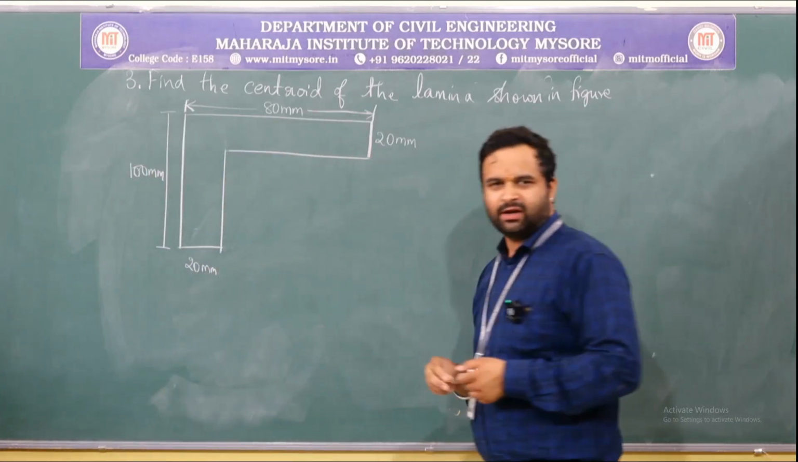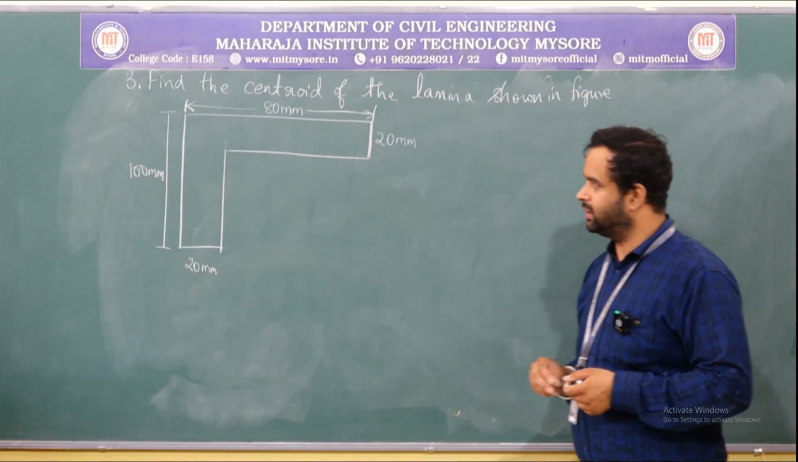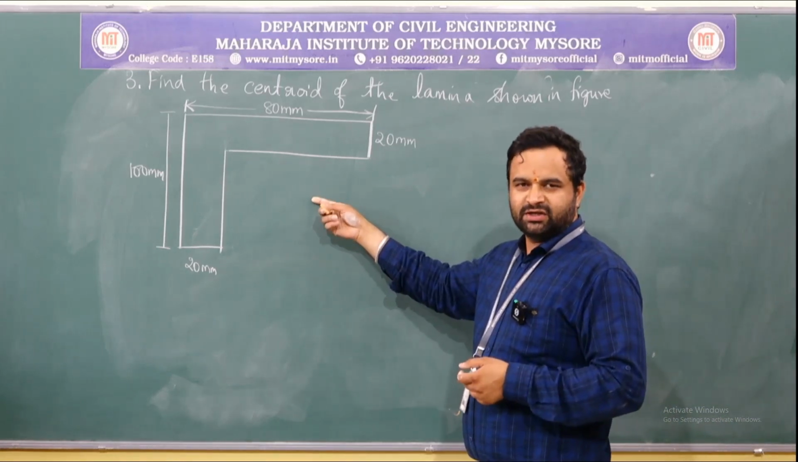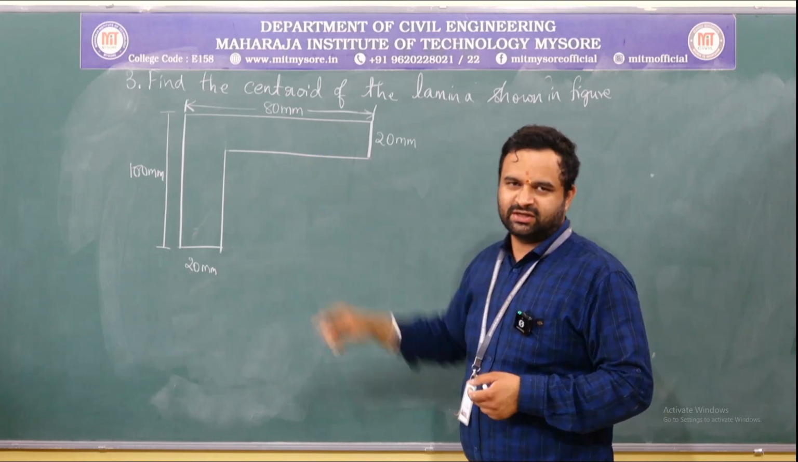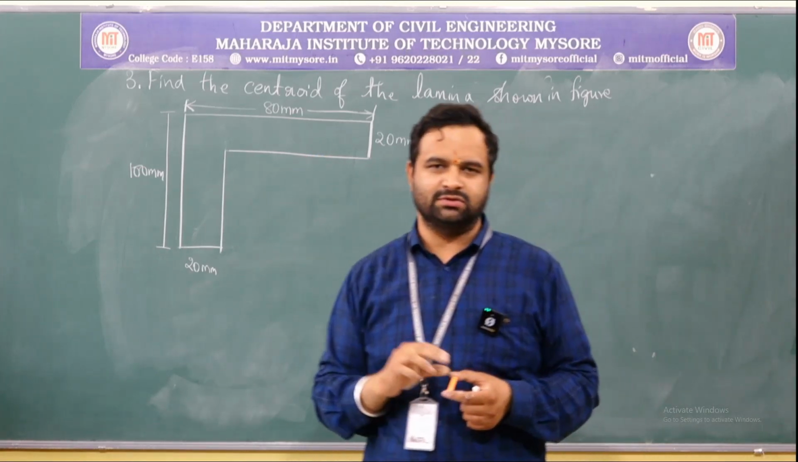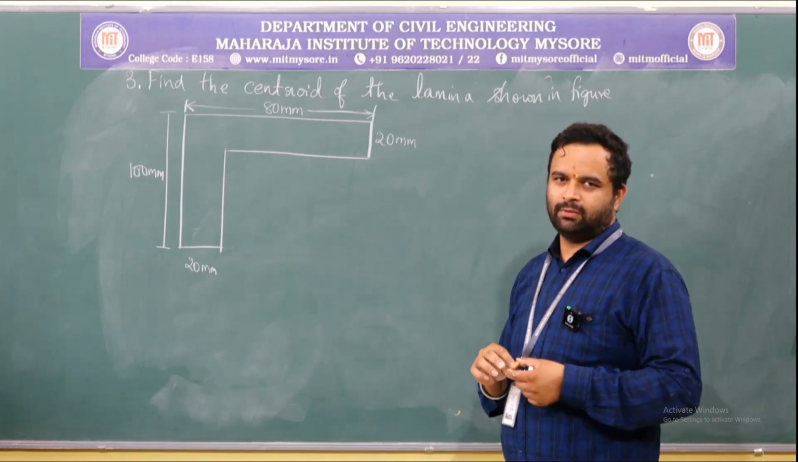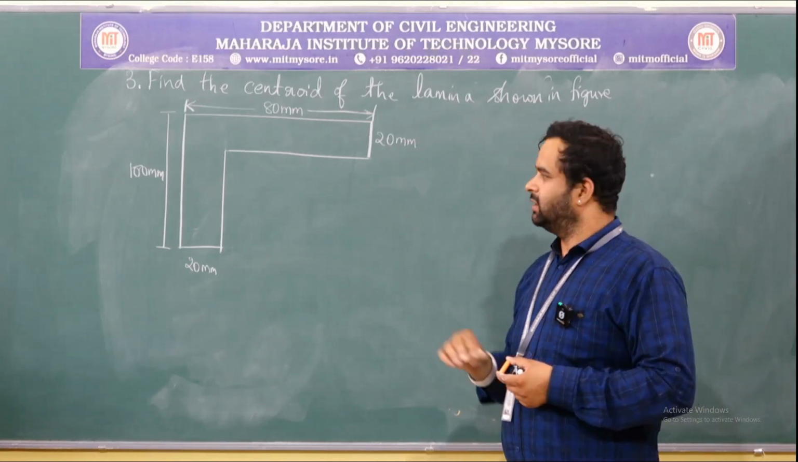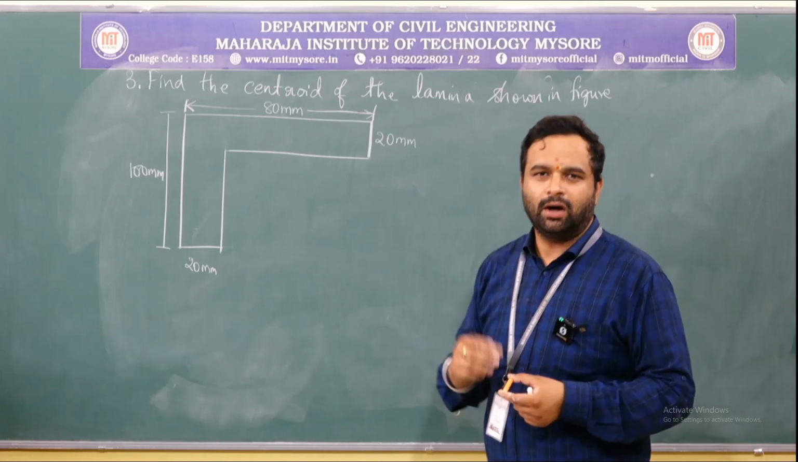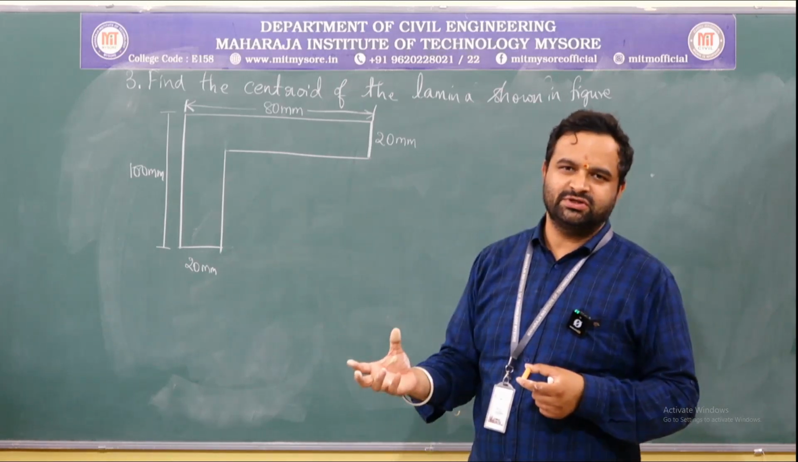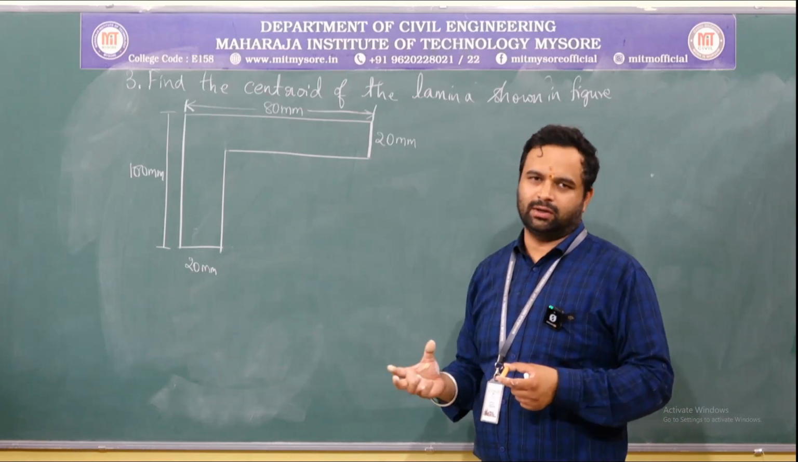If you find the similarity between problem number 1 and this problem, you had this orientation of the lamina changed in the first problem. I have just changed the orientation of the same problem, and let us try to understand how the centroid can be located and whether the centroid position will be changed or not.